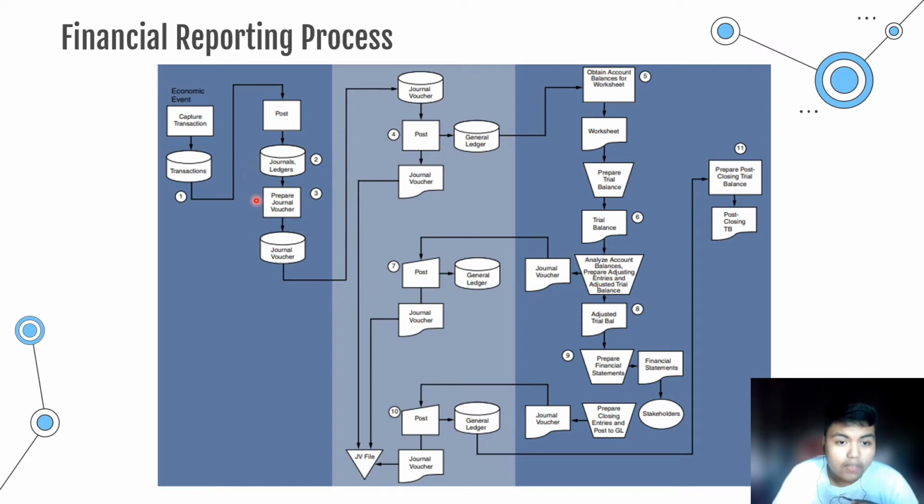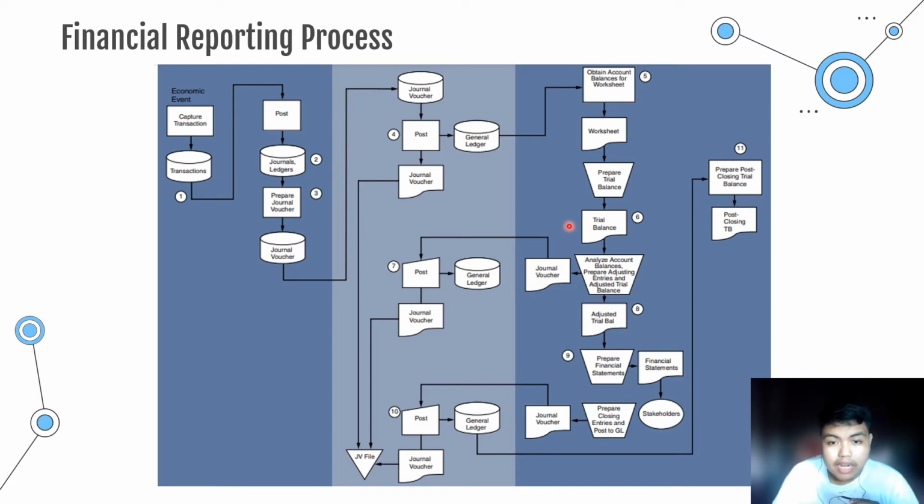And those journal vouchers will be posted to the general ledger. Yung mga journal vouchers na nakolekta natin ay mapupunta naman sa journal voucher file. Now, ngayon nakapost na siya sa general ledger, we will continue to the next step, which is obtain account balance for the worksheet. Then, after that, we will prepare the worksheet and we will prepare also the trial balance.